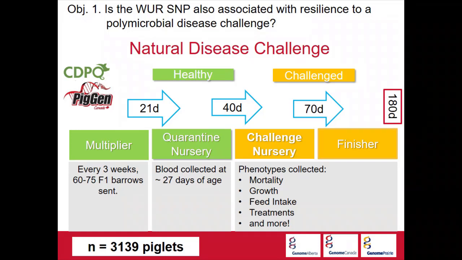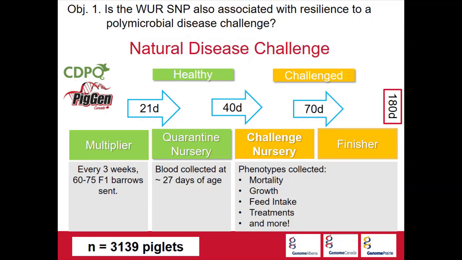And so, 7 batches, about 60 to 75 Yorkshire Landrace crosses, came in using a continuous batch flow system. And at 21 days, these piglets would be sent to what is called a quarantine nursery. A week later, they had their blood drawn. 40 days later, they entered what is called a challenge nursery. And this challenge nursery is really important for my project.